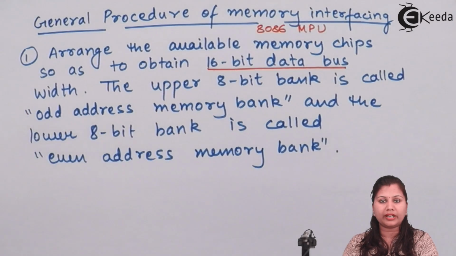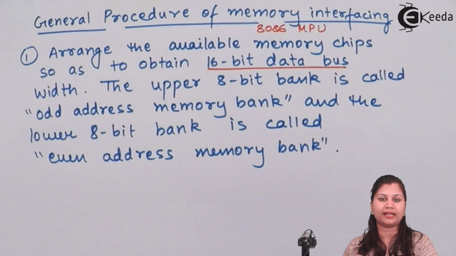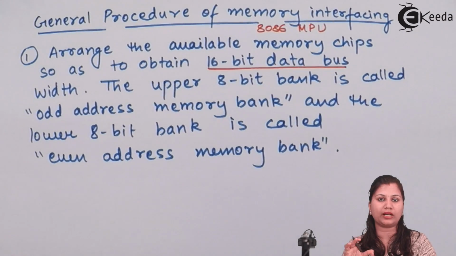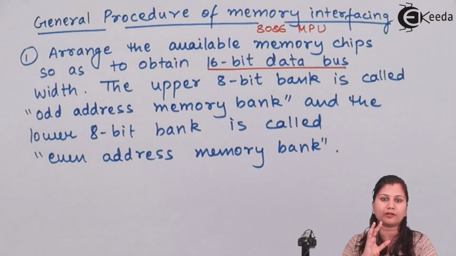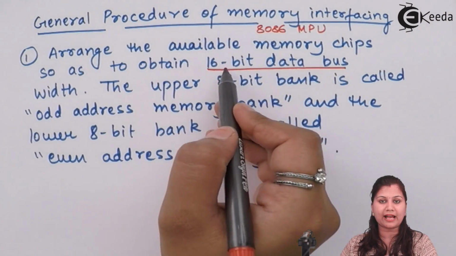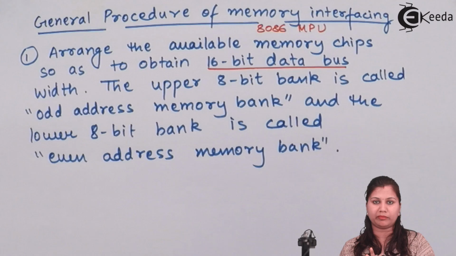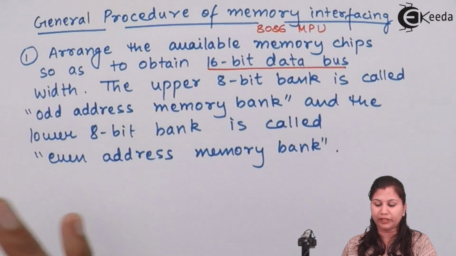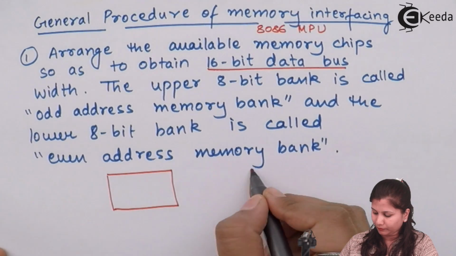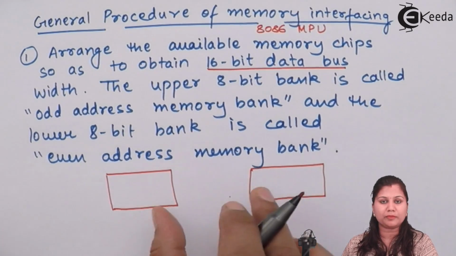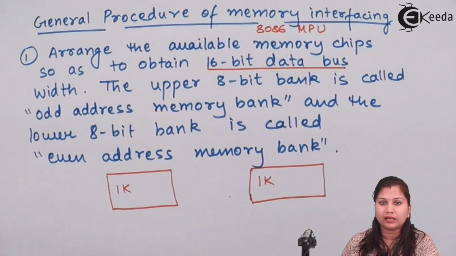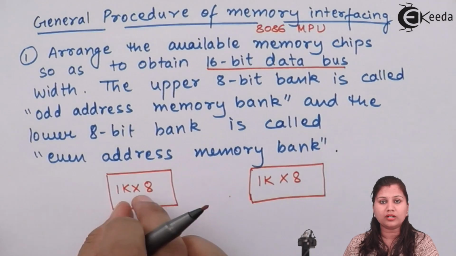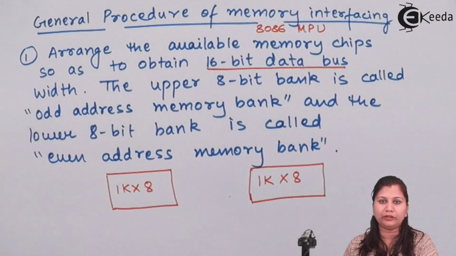So we are going to arrange the available memory chips. Most of the memory chips have the size by 8, that means 8-bit data can be stored at each memory location. Now we want that 16-bit data should be stored, because our microprocessor has 16-bit data lines, so we arrange the memory chips so that we can get a complete 16-bit data. How can we get this? We are going to arrange two memory chips here. Suppose each memory chip has the size 1 kilobyte by 8, meaning each memory location can store 8 bits of data. So 8 and 8 bits will be a total of 16-bit data.